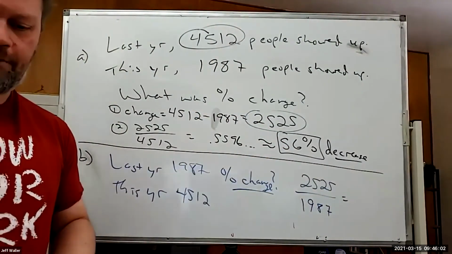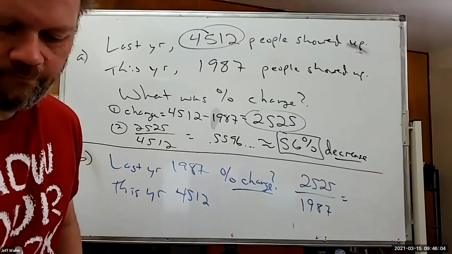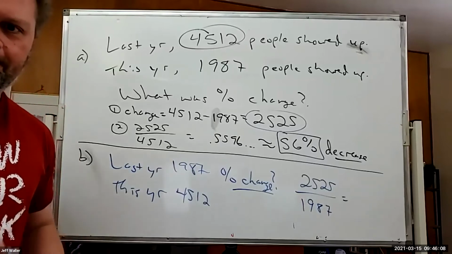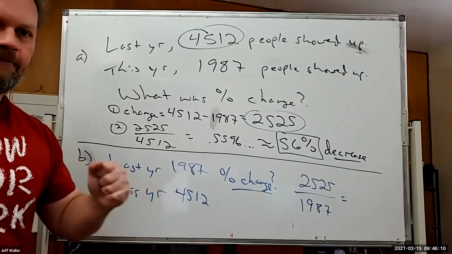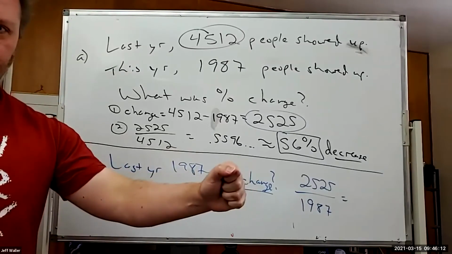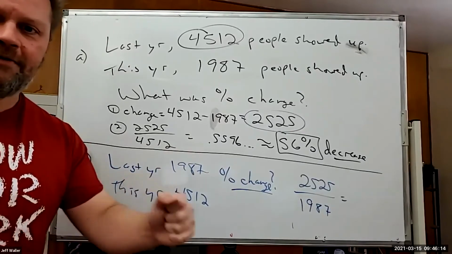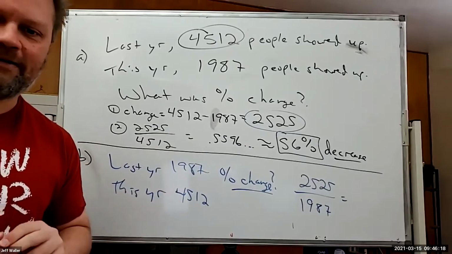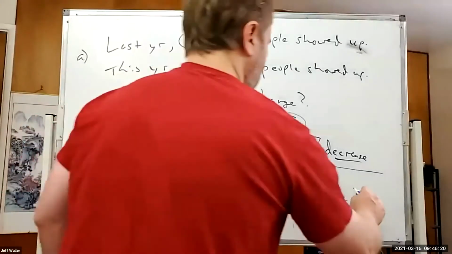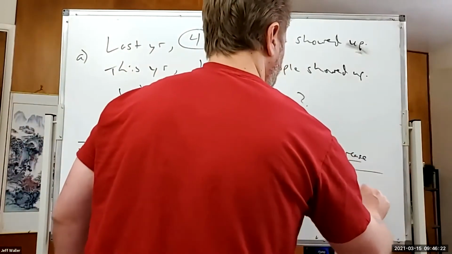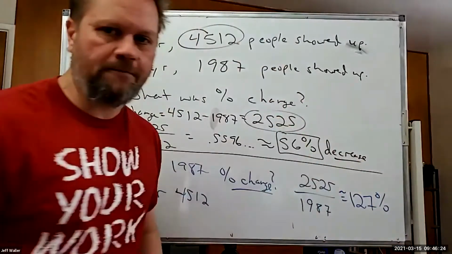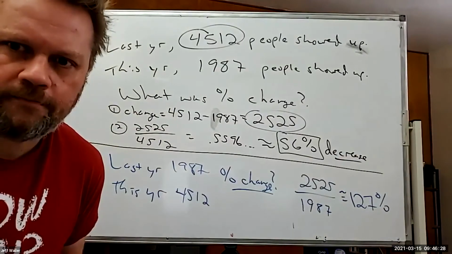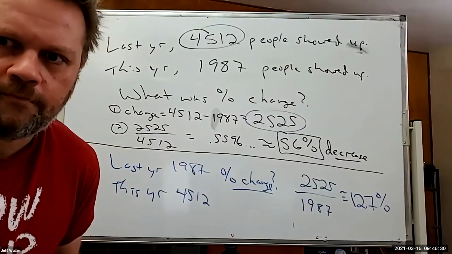So what's that? Don't freak out. What do you get? It's fine. The answer's fine. It's 1.27. So about 127%. You guys with me? No, not at all. Why not?